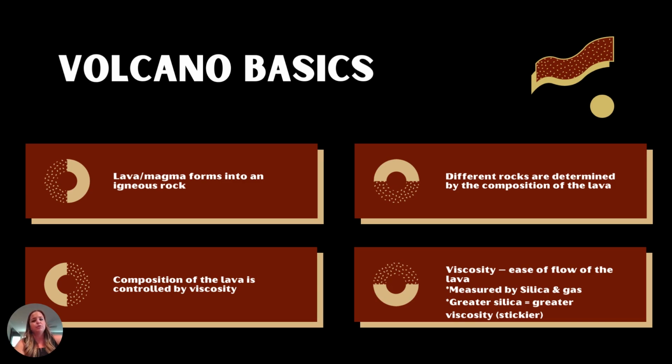And so this is controlled primarily by silica, but also by the gas in the lava. So the more gas, the more silica, the stickier the material becomes, the harder it is for it to flow. So lava that flows really far from the vent is going to end up being very low in viscosity, and low in silica, low in gases.